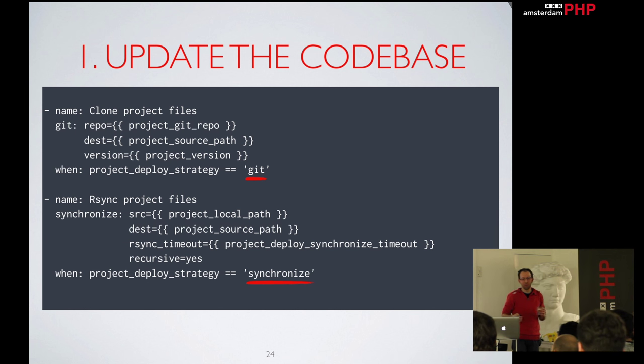Okay, so you set the variable project deploy strategy to one of these, and that will give you either the first block or the second block. And you'll see here there's a project version. If you're using Git, you have to deploy something, right? So that's probably a tag that you've created to deploy your software. So it says head. Yeah, why not? Master, head.